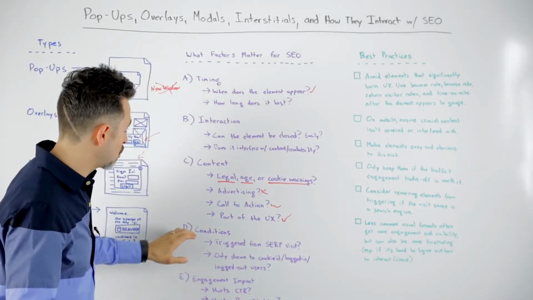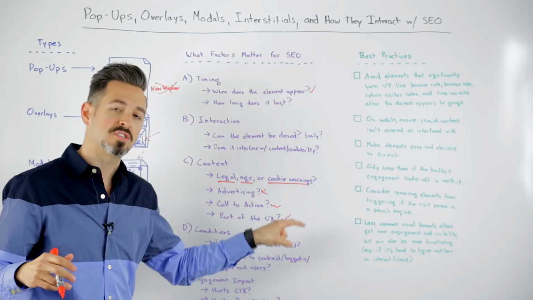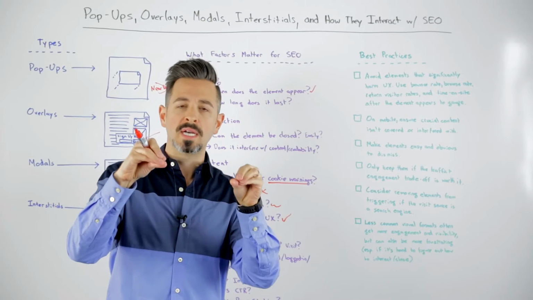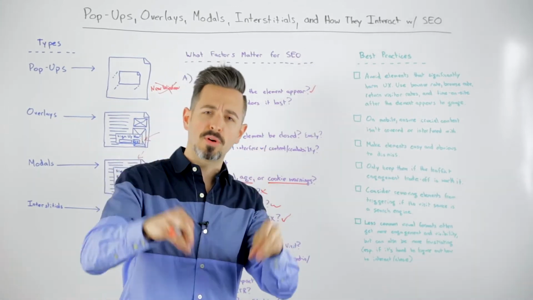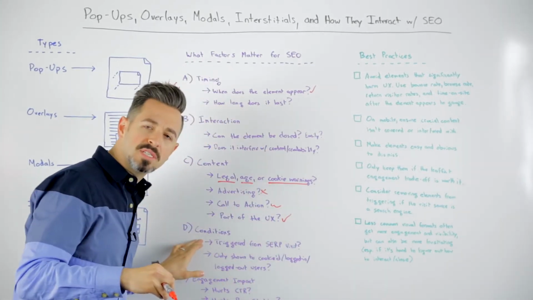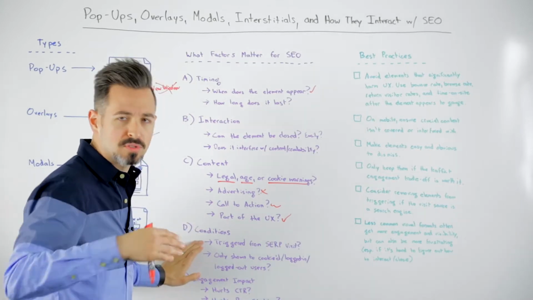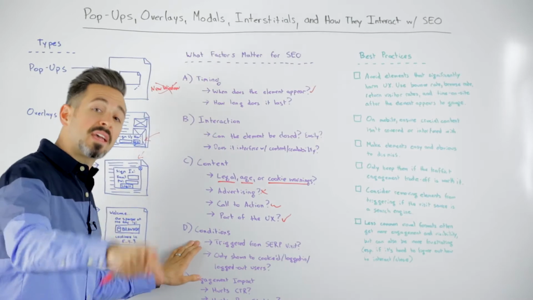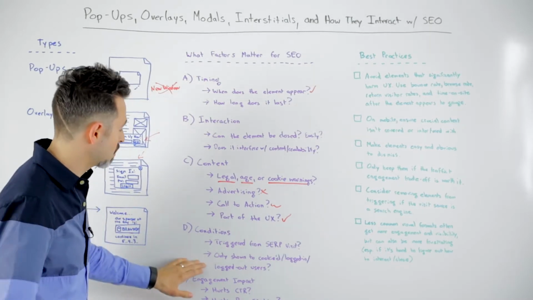Conditions matter as well. So if it is triggered from SERP visits versus not, meaning that if you have an exclusionary protocol in your interstitial, your overlay, your modal that says, hey, if someone's visiting from Google, don't show this to them, or someone's visiting from Bing, someone's visiting from DuckDuckGo, don't show this to them, that can change how the search engines perceive it as well.